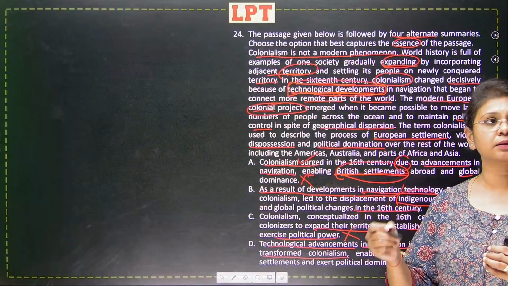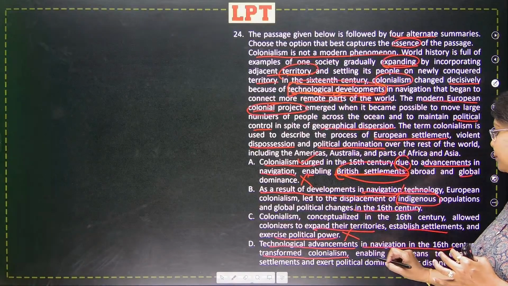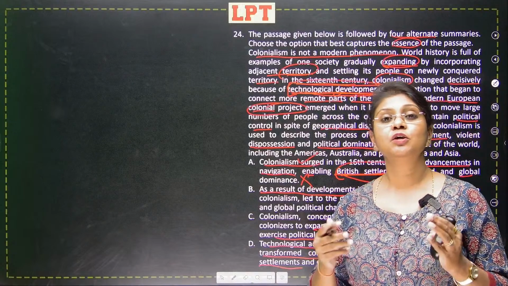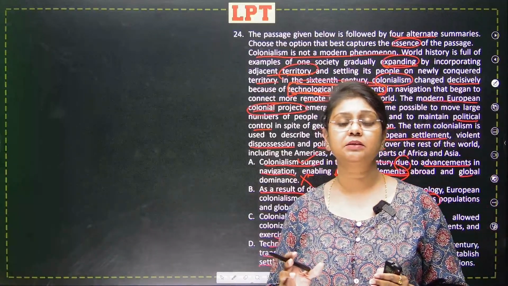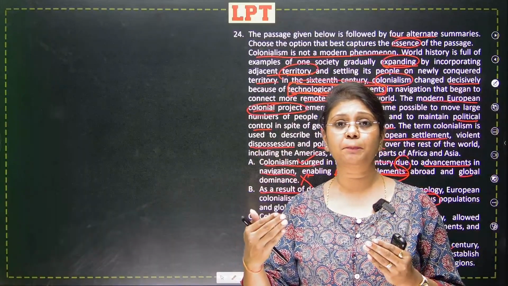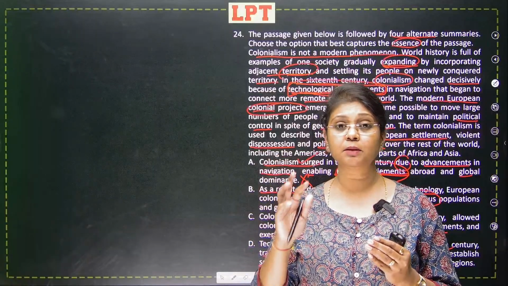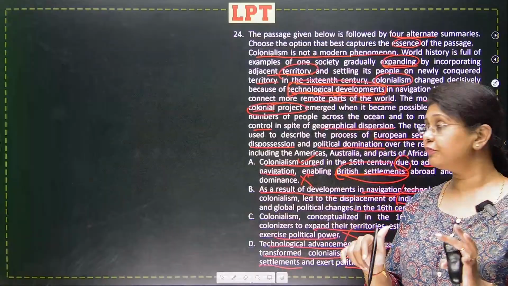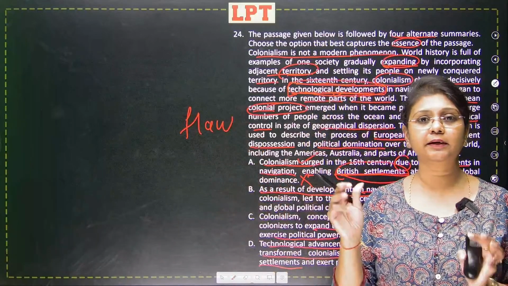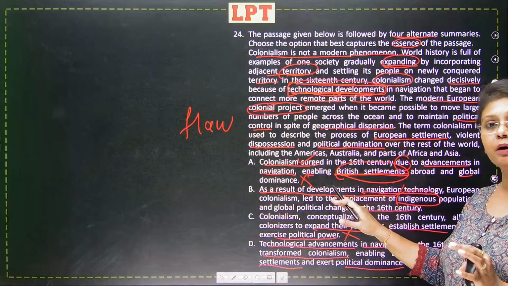So we were talking about colonialism per se, enabling Europeans to establish settlements and exert political dominance over distant regions. When you're solving a para summary question, guys, just remember one thing: once you understand the gist of the passage, look for that gist in your option. And when you are looking at these options, the main important point is you have to figure out what the flaw is, what is the flaw with the option here that will enable you to mark an answer.